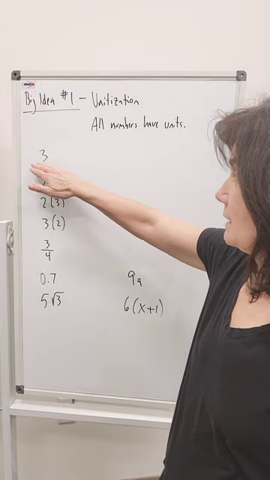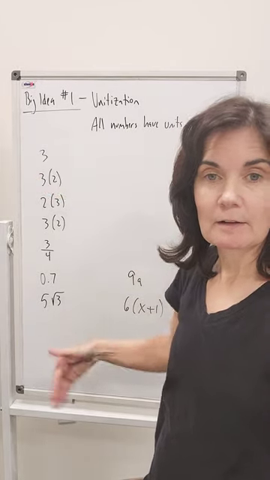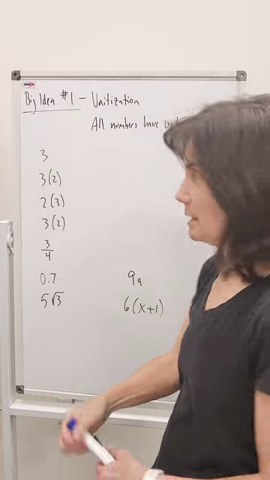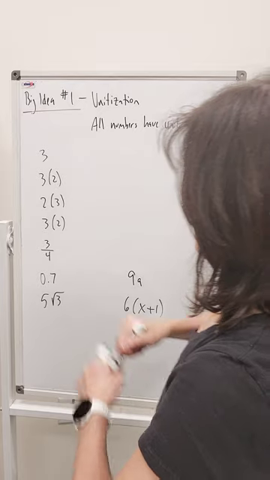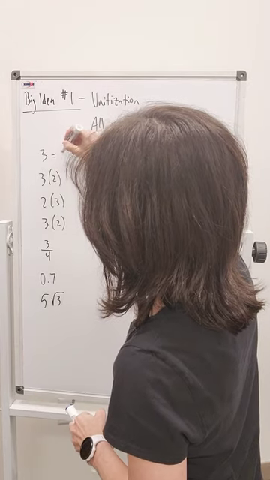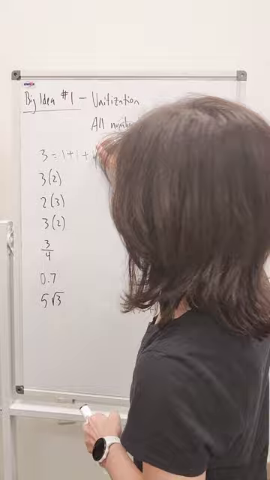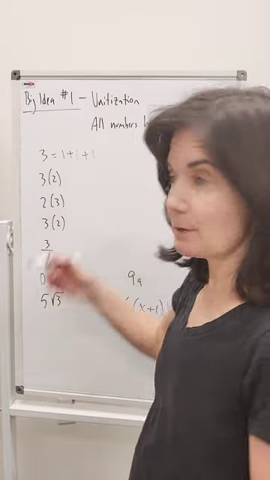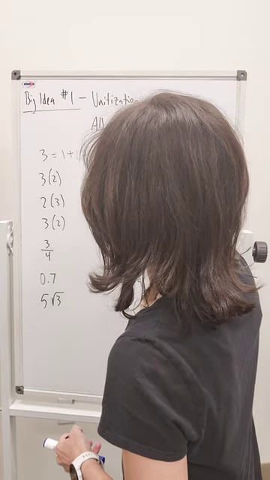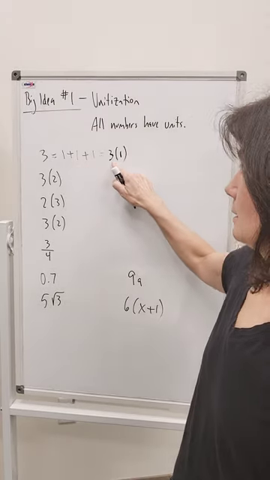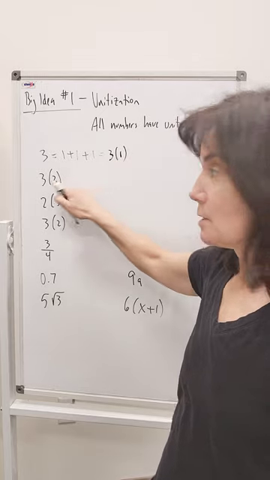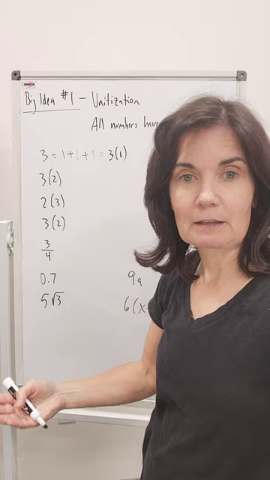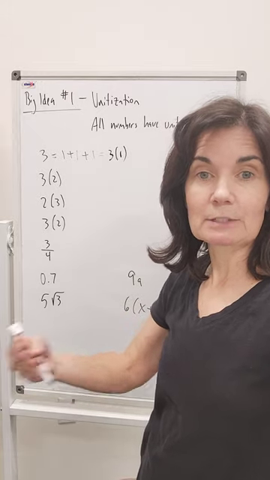So, the idea of unitization, this three, that means something, that's counting something. Three means 1 + 1 + 1, right? In other words, we're counting ones and we have three of them. So we could write it this way, right? Three ones or three wholes. So when we talk about a whole number or an integer, they're counting something. They're counting wholes, right? They're counting ones.